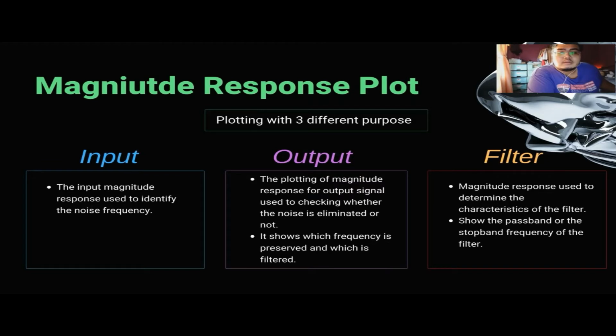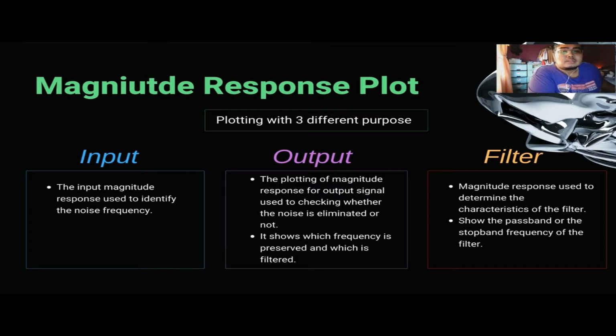I will continue this presentation by presenting to you about the magnitude response plot. Basically, a magnitude response plot will serve three different purposes depending on at which point the plot is produced. As for the magnitude response of the input, it is used to identify the noise frequency of the original signal. The magnitude response of the output is used to check and examine whether the noise is eliminated or not from the original signal. It will show which frequency is preserved and which will be filtered out.